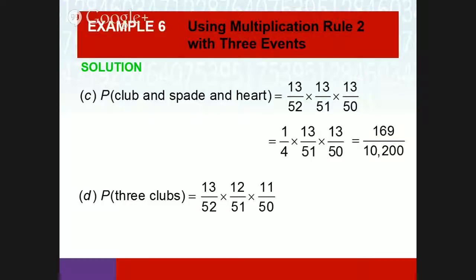I still kind of like to draw it out so I know, oh, the first card was a club, the second card was a club, and the third card was a club. So I'm going to decrease my numerator and my denominator by 1 each time. Sometimes you're just reducing your denominator by 1 in the event that clubs, spades, and hearts, those are all different categories.